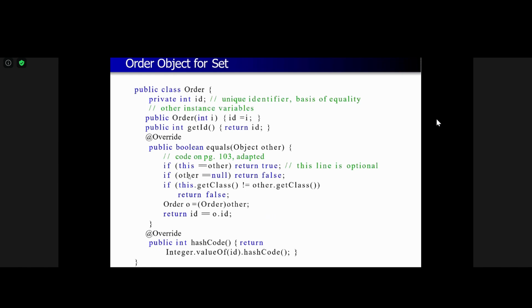Compared to this, the hashCode is easy. If you use this trick: we know that we have an int ID, we can convert it over to an Integer, and that's autoboxing, of course. And then once we have it as an object, we can ask it for its hashCode. So that's what we do here. Any questions on this?